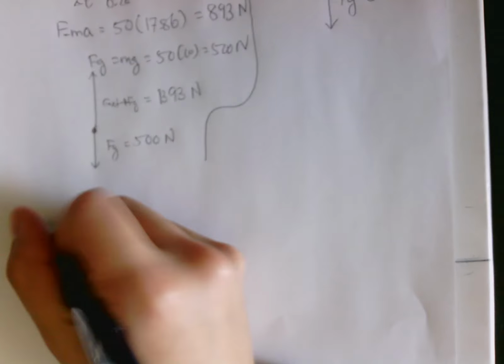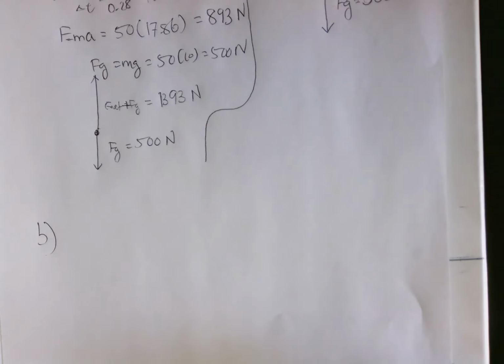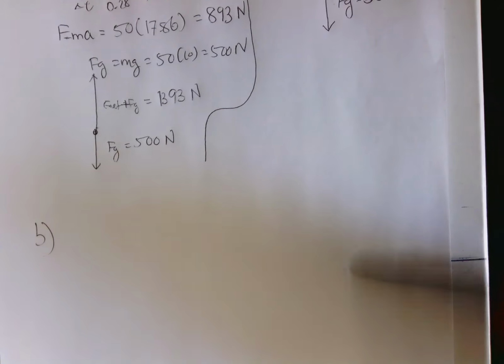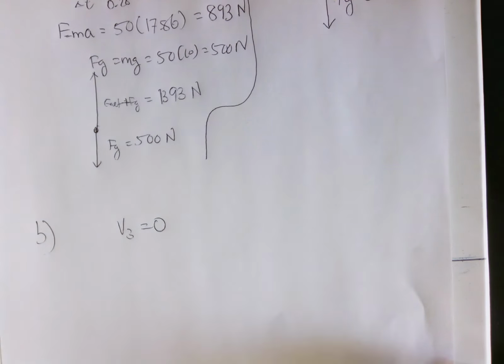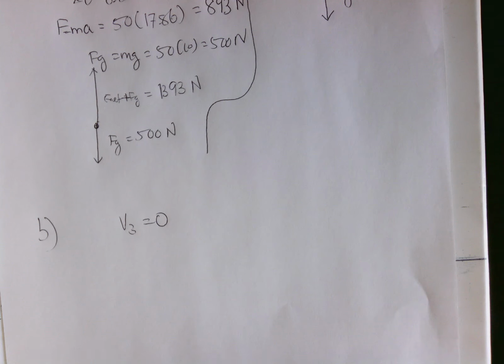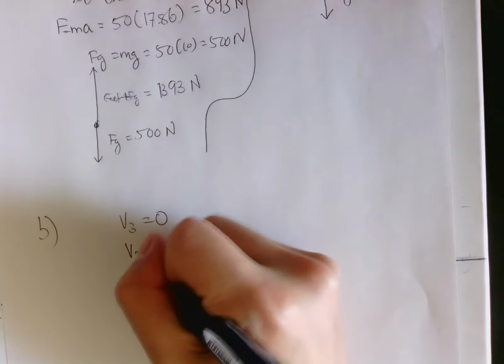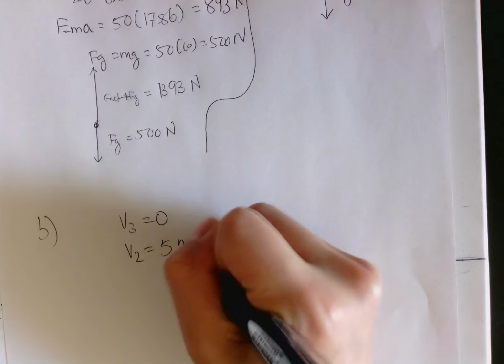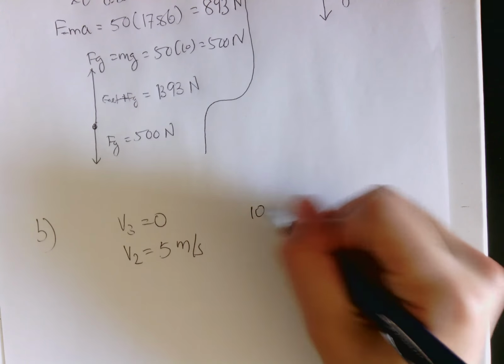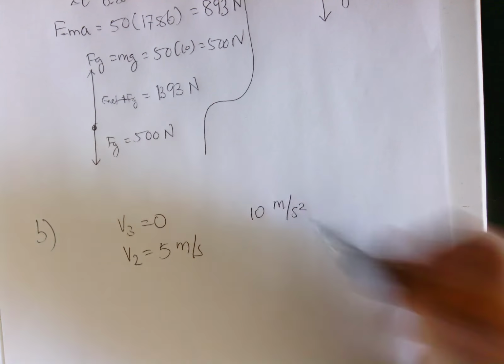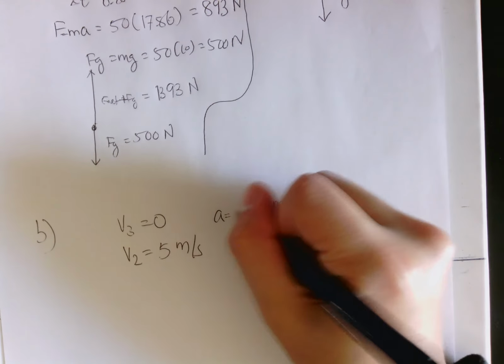So part B now asks for what time the student will reach point 3. So point 3 is when it's at max height, and V3 at point 3 is equal to 0. So we know that the velocity when he left the ground, V2, is equal to 5 meters per second. And the only acceleration after his feet leave the ground is gravity, and gravity is 10 meters per second squared, because g is equal to acceleration.